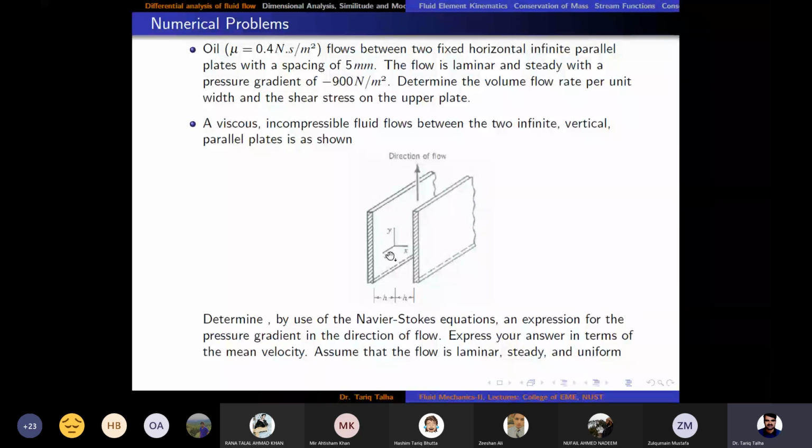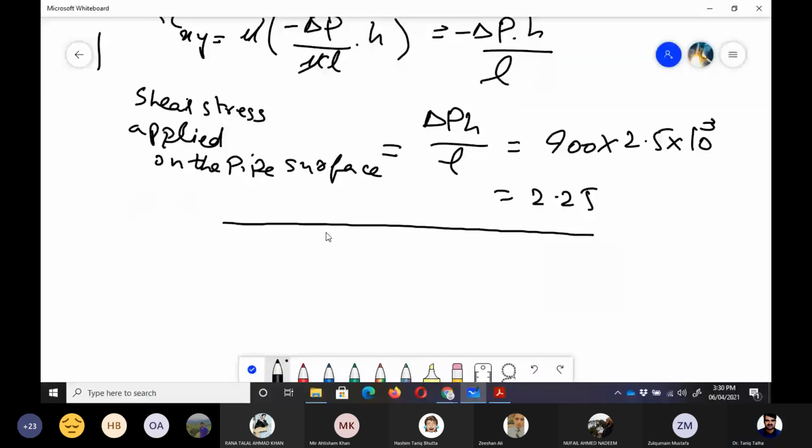So we need to determine the expression for the pressure gradient in the direction of flow, and then write it in terms of mean velocity. The flow is laminar, steady, and uniform. Because this is the y-direction, we need to consider the y-direction momentum equation. So let's write that equation here.